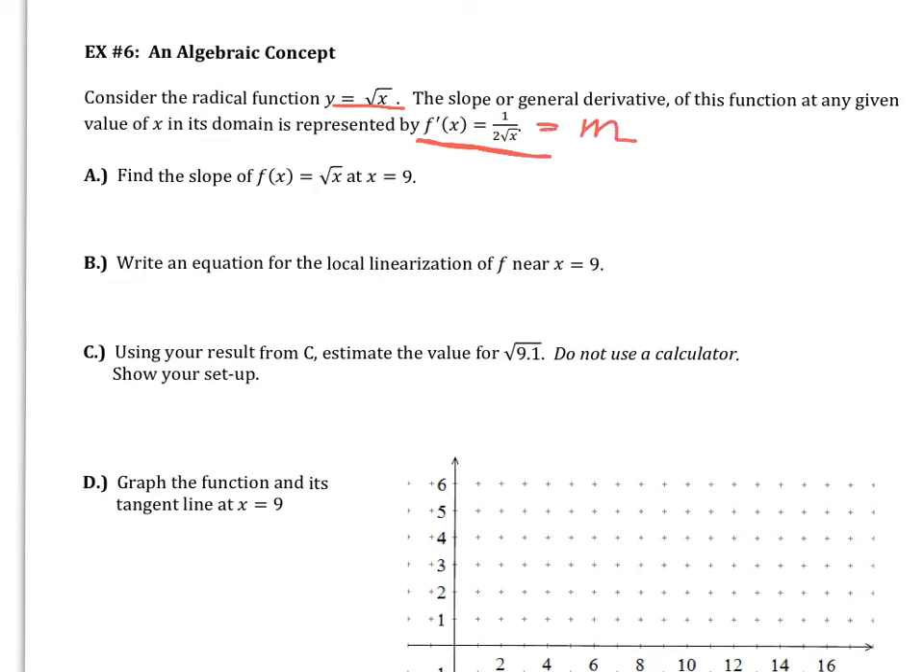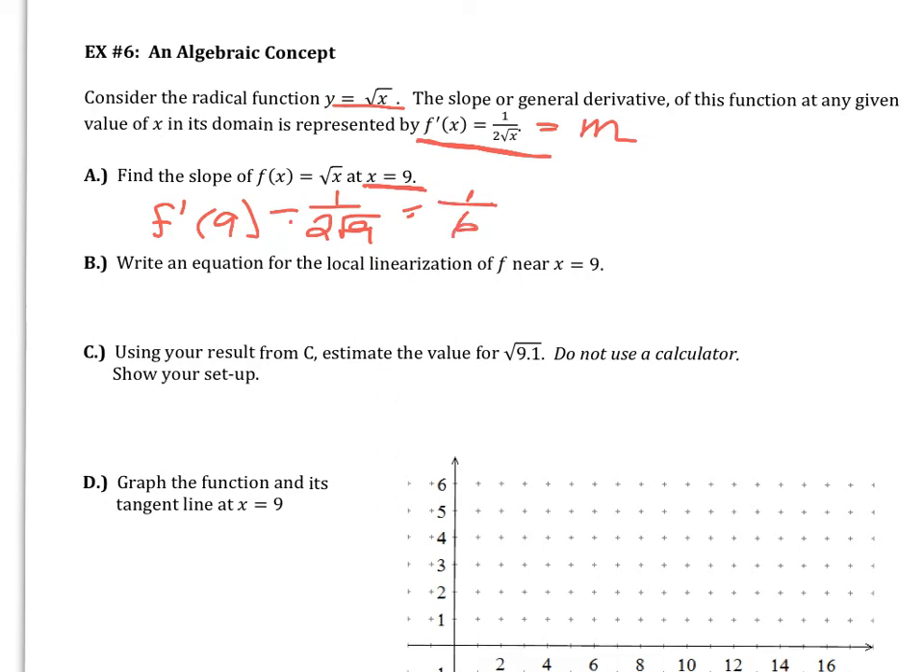So it says to find the slope of f of x equals the square root of x at 9. All we have to do is just plug it in. So f prime at 9 is going to be equal to 1 over 2 the square root of 9, which is going to give us 1 over 6. So now we have our slope.